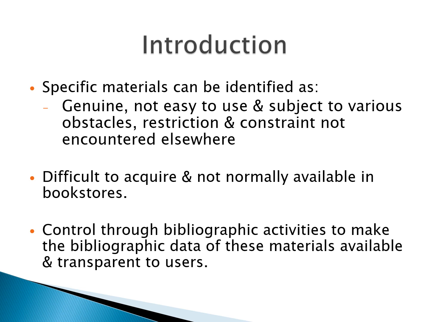Okay, and these specific materials, class, are difficult to acquire and not normally available in bookstores. For example, among the examples of specific materials, patterns, standards, so they are not sold at the bookstore, guys. And these specific materials are controlled through bibliographic activities to make the bibliographic data of these materials available and transparent to users, meaning that the users can easily perceive or detect it and it is obvious to the users.